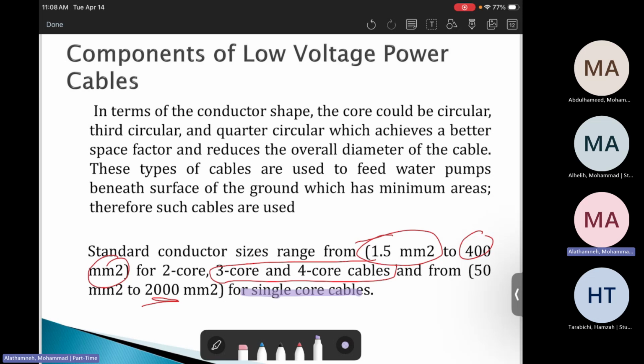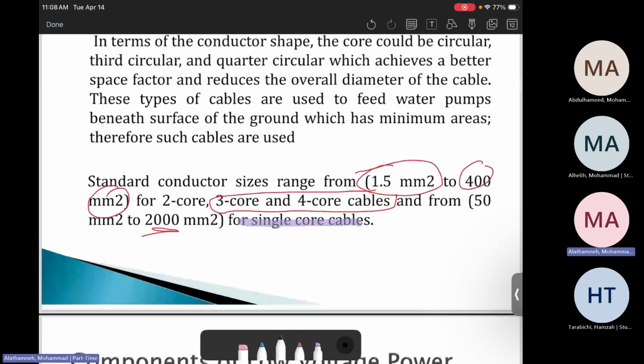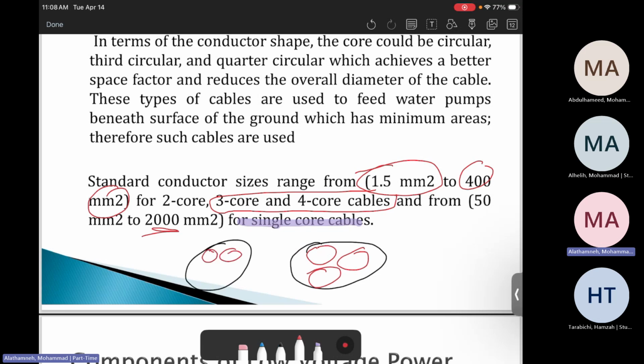What do I mean by 3-core and 4-core cables? Here's an example for the cable. We can have phase A, B, C. This is a 3-core. Or we can have A, B, C, and a neutral. This is a 4-core. While this is a 3-core. When we talk about the single core, there's only one phase. This is a 1-core. Okay?